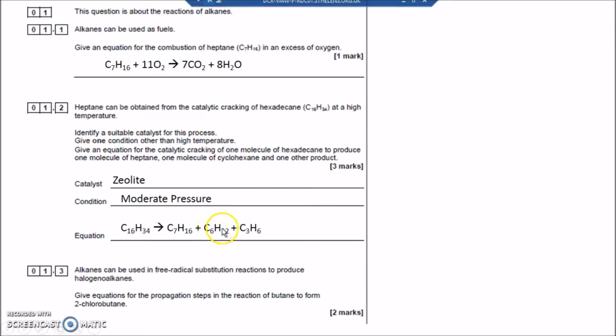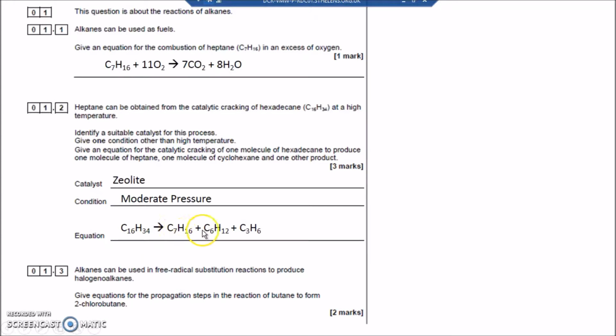Cyclohexane is C6H12. Remember, it's got the general formula of an alkene, so you double it, C6H12, double the 6 to make a 12, because it's in a cyclic structure. And then 1 other product, and you can work out what that's going to be.